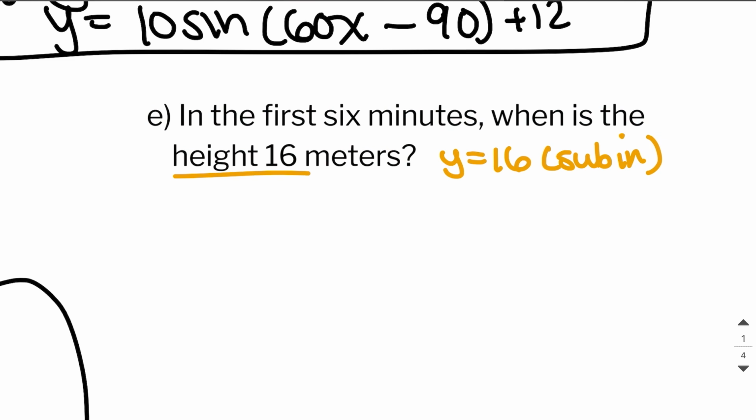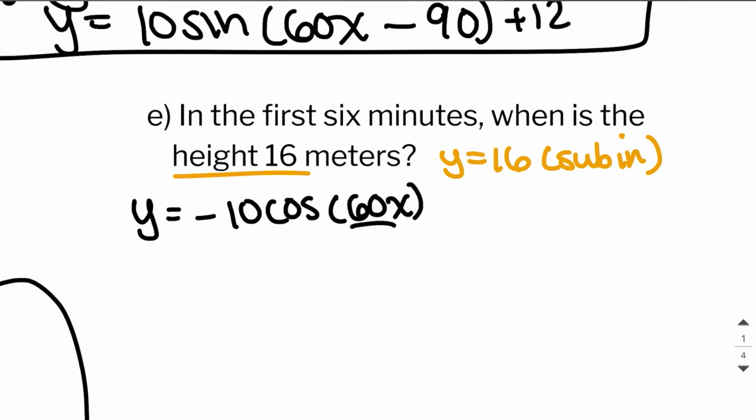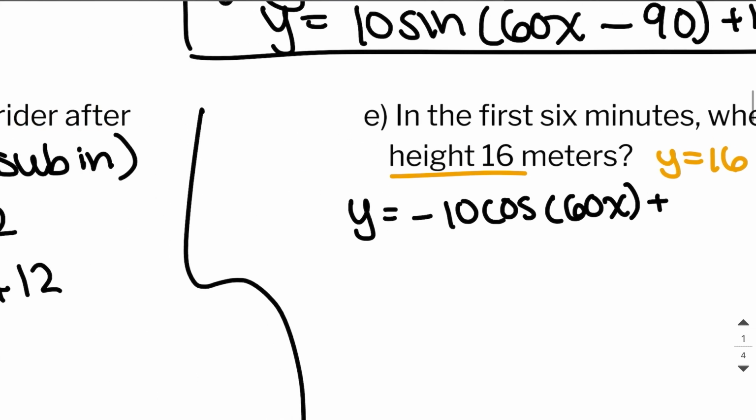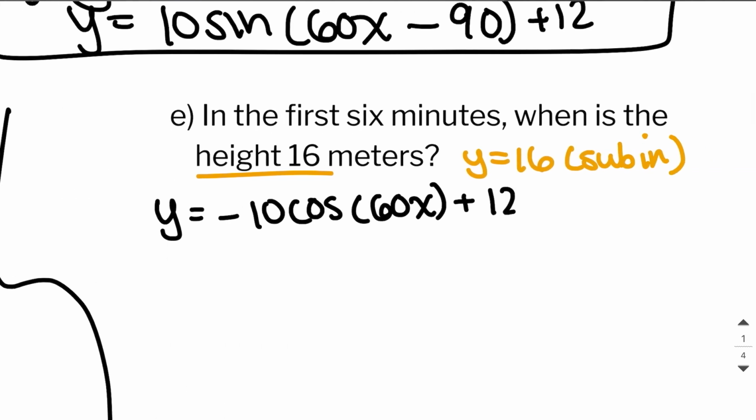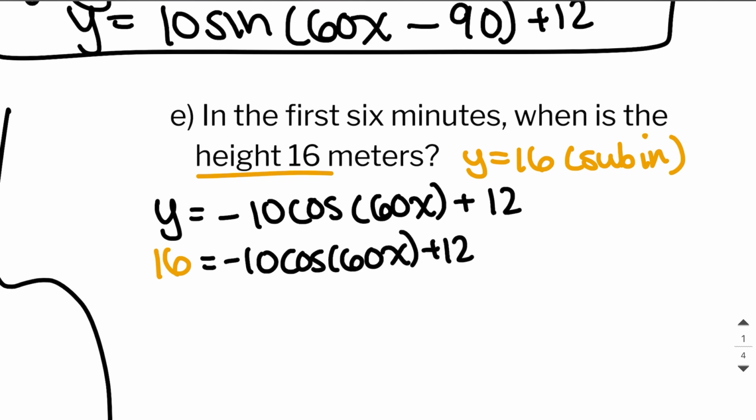And again, you can use any equation you want. I will use the negative cosine one just to make my life easier, because this is just 60 cosine of x. It's a lot easier to deal with. Plus 12. So I'm going to sub in 16 right here, and then I'm going to say equals negative 10 times the cosine of 60x and then plus 12.